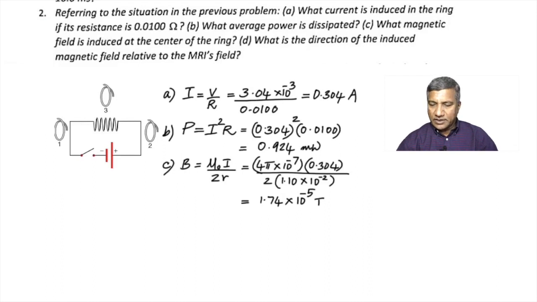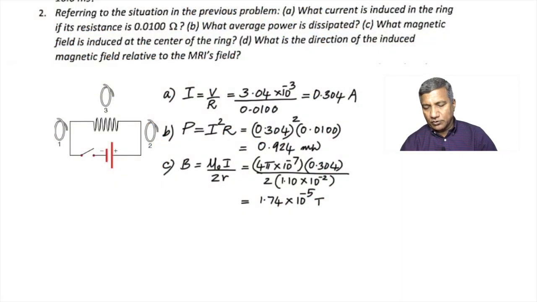And there is a D part where it asks for the direction of the induced magnetic field due to the MRI's field. So looking in the direction of the coil, we apply the right-hand rule in order to find the direction of the magnetic field.